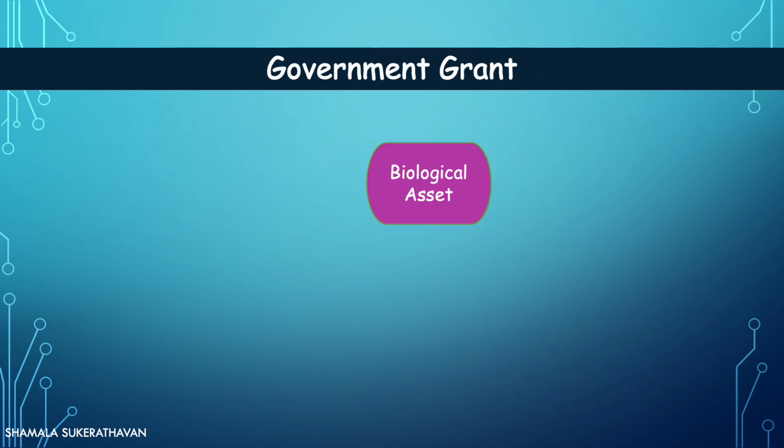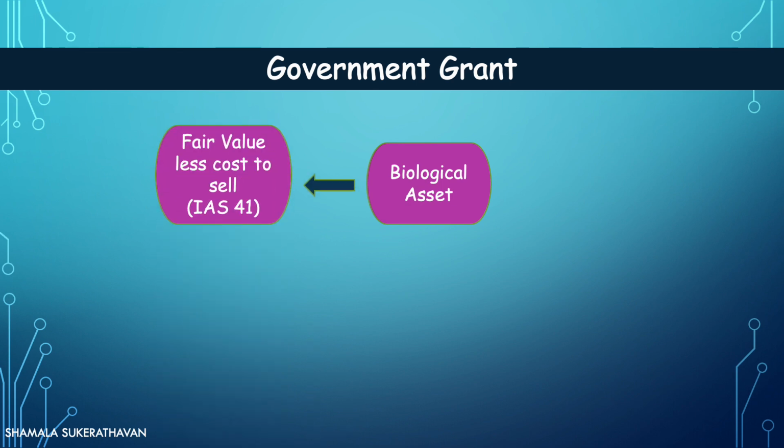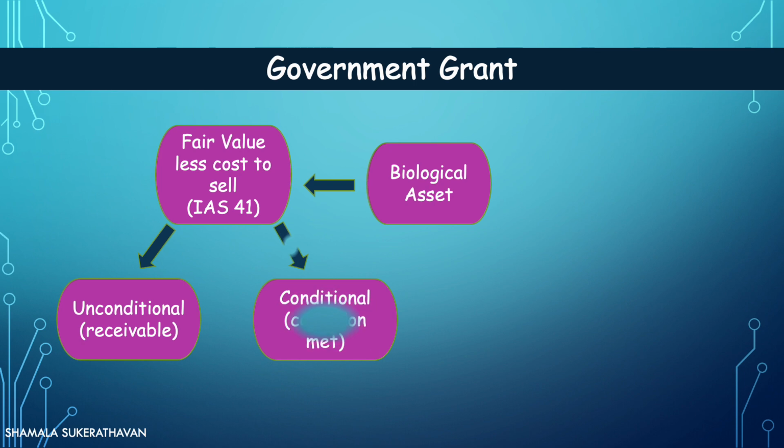Finally, let's look at government grants relating to biological assets. If a government grant relates to biological assets measured at fair value less cost to sell, the government grant is accounted under IAS 41 Agriculture as follows. An unconditional government grant shall be recognized in the profit or loss when it becomes receivable. A conditional government grant shall be recognized when the conditions attached to the grant are met.